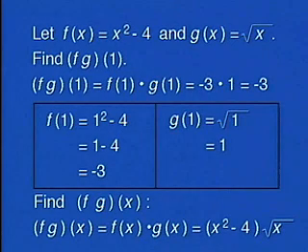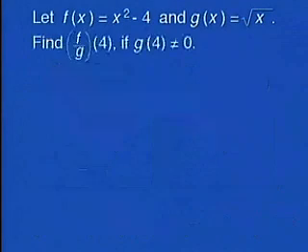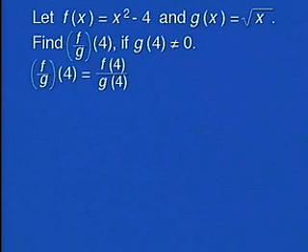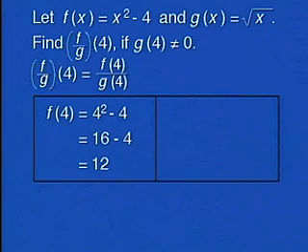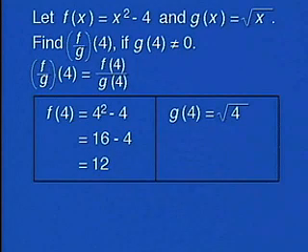To do the problem in general, if I'm asked to find f times g of x, I would multiply the two expressions, and I get x squared minus 4 times the square root of x. Finally, let's look at a division. Suppose you're asked to find f divided by g of 4. That's equal to f of 4 divided by g of 4. F of 4 is equal to 4 squared minus 4, which is 16 minus 4, which is 12. G of 4 is equal to the square root of 4, which is 2.